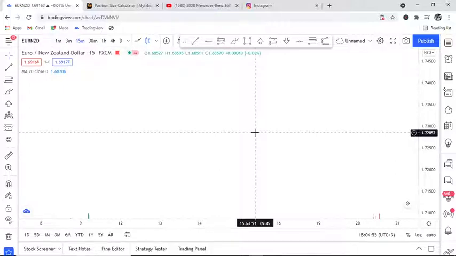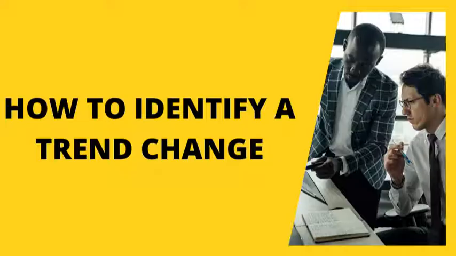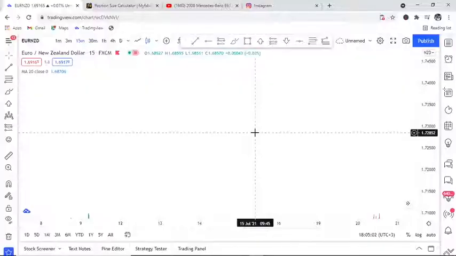And in this video I want to teach you guys how to identify when a trend is changing. The reason why, as a trader, you want to know when a trend is changing is that at that particular point there is a potential that you may catch a trend early, and when you catch a trend early you may reap some really big profits.